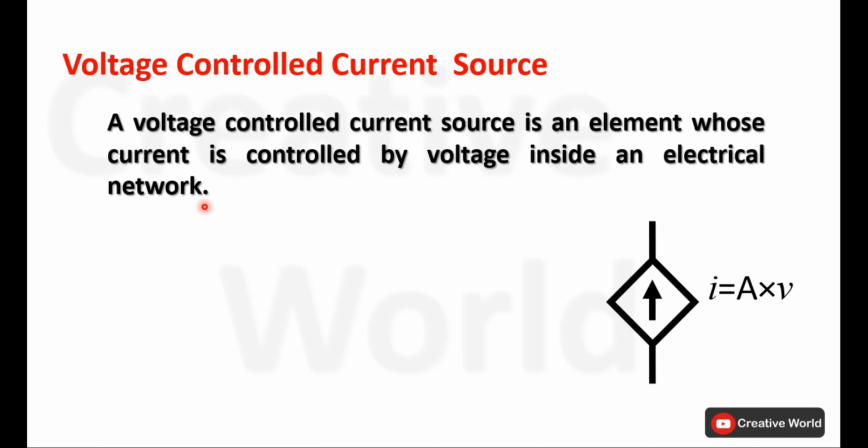The symbol of voltage controlled current source is shown here. This is the equation of current for this element. I is equal to A multiplied by V. A is a constant multiplier and V is the voltage which is controlling the current of this element.